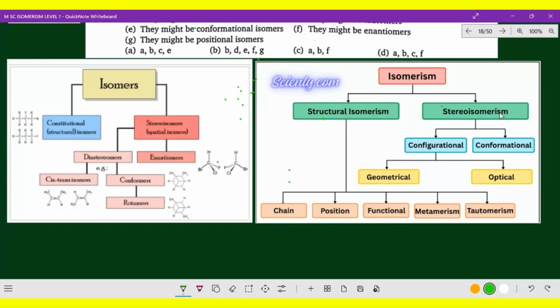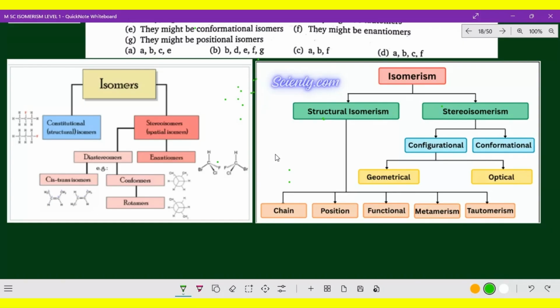The second one is stereoisomers, which include configurational and conformational isomers. So here, stereoisomers only. In stereoisomers, we have configurational isomers and conformational isomers. Configurational isomers are divided into two categories, geometrical and optical. I think you might have got the idea of how we identify geometrical isomers and optical isomers. You might have seen so many ideas through all these videos.